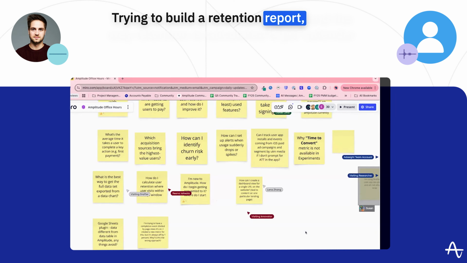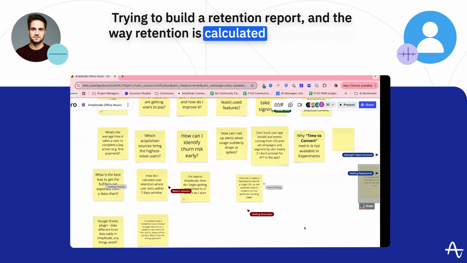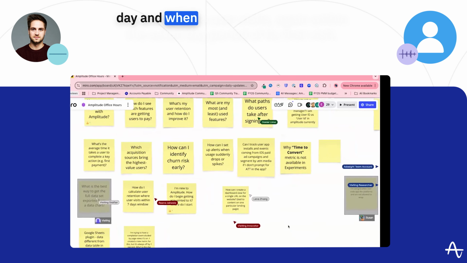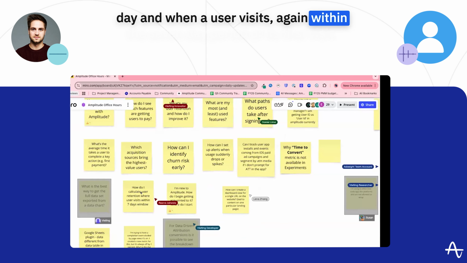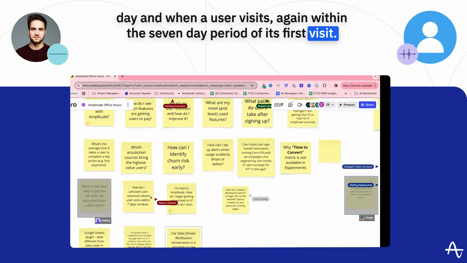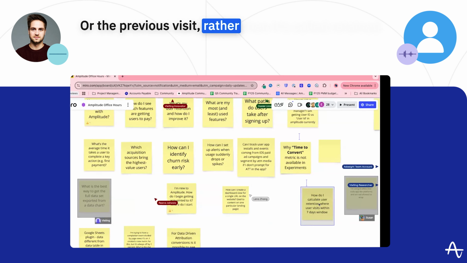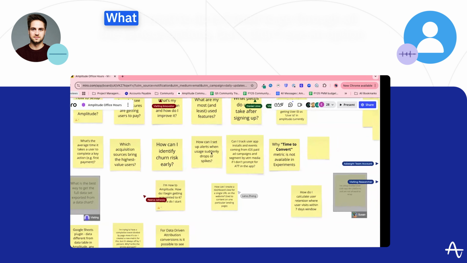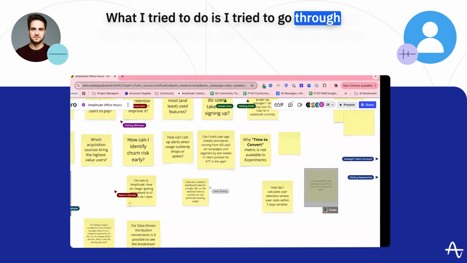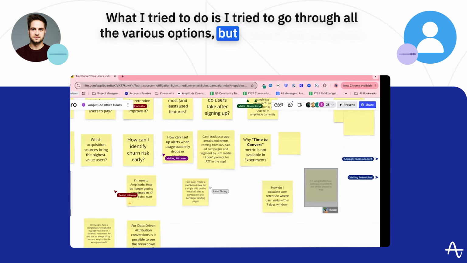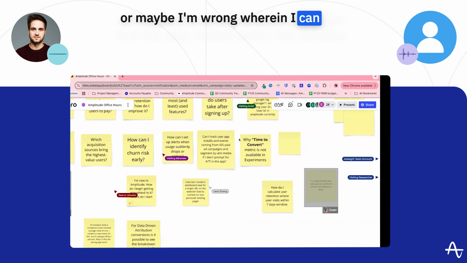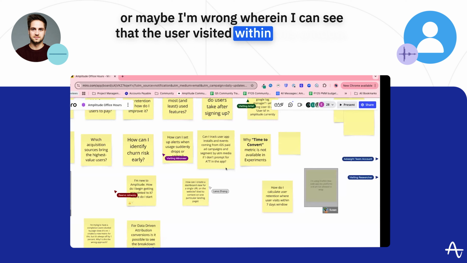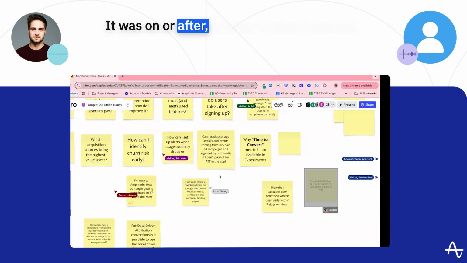Build a retention report, and the way retention is calculated is per calendar day. When a user visits again within the 7-day period of its first visit, or the previous visit rather, then it's called retained. What I tried to do is go through all the various options, but I didn't see an option, or maybe I'm wrong, wherein I can see that the user visited within this window. It was on or after is what I noticed.